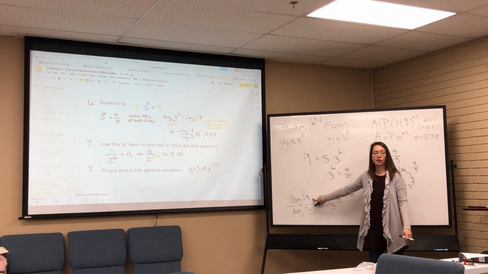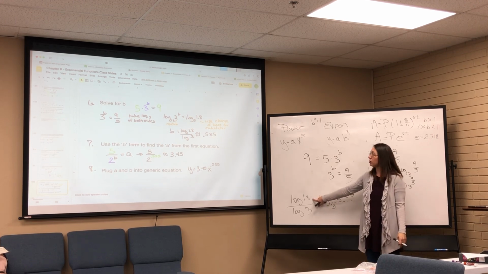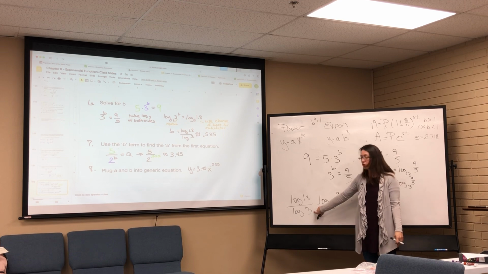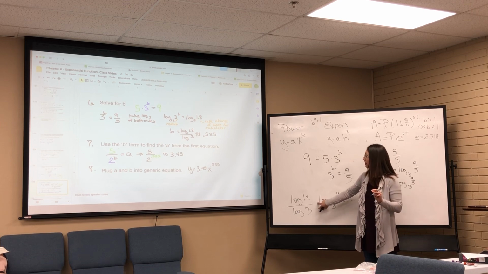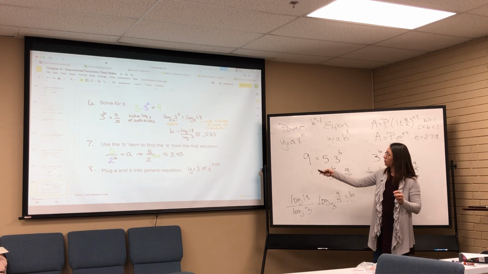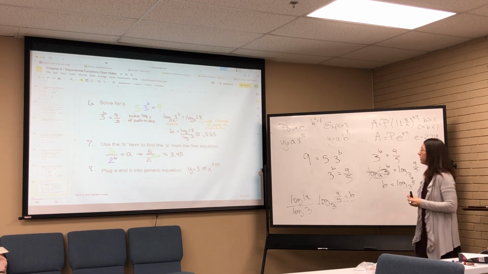Punch this into your calculator. Log 1.8 will give you a decimal. Log 3 will give you a decimal. Use 3 decimal places. And then divide, and it will give us approximately 0.535.